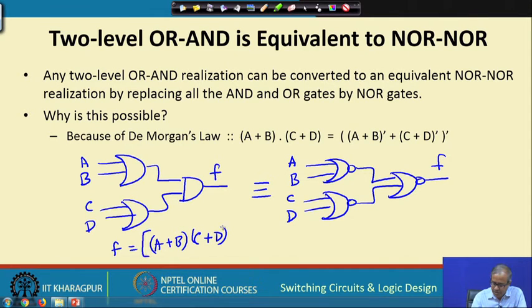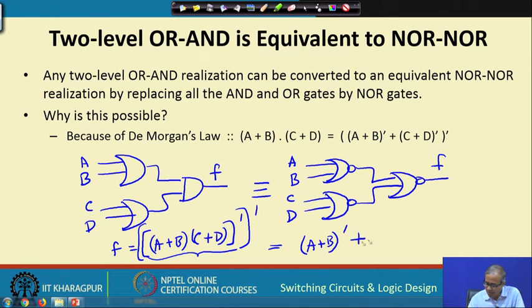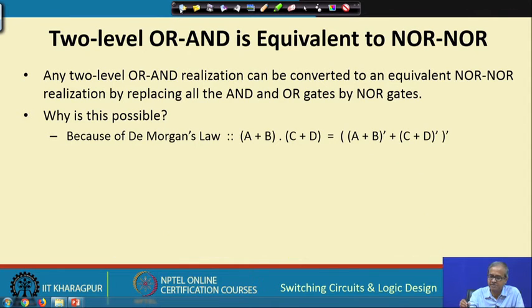If you do a double complementation, again a complementation, then the inner one, something and something bar, what will that be? Something bar or this something bar, whole of bar. So, this A plus B bar means this NOR, C plus D bar means this NOR, and the whole thing means this NOR. So, similarly a 2-level OR AND you can directly replace by a 2-level circuit with all NOR gates, right. This is very simple.